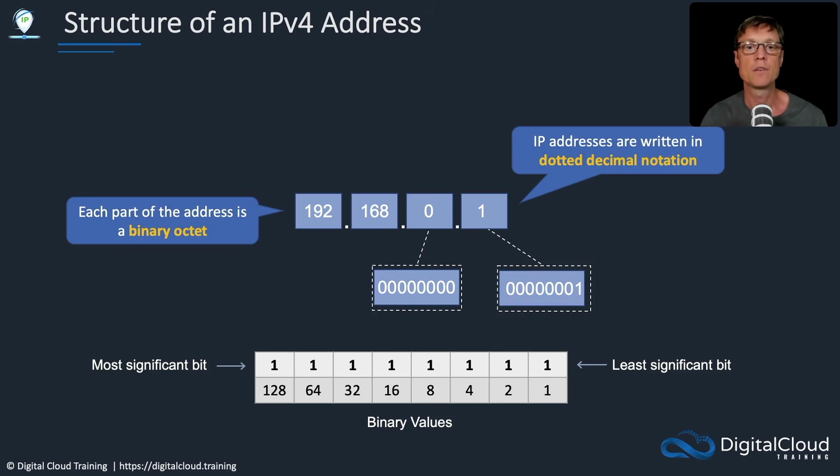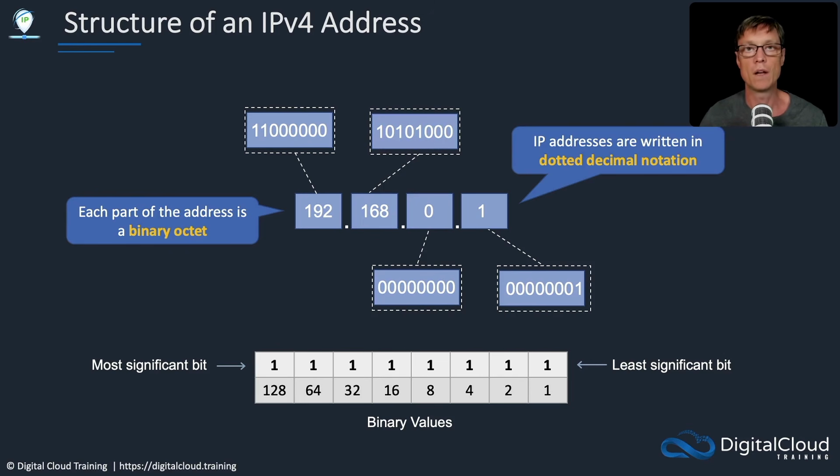On the very left, we have 192. Well, 192 is 128 plus 64. So we have a 1 and a 1, and the remaining values are zeros. And then for 168, we have a 1, so that's 128. Then we have a 1 in the third place here, which is 32. And then we have a 1 in the fifth place here, which is 8. So we have 128 plus 32 plus 8 equals 168.